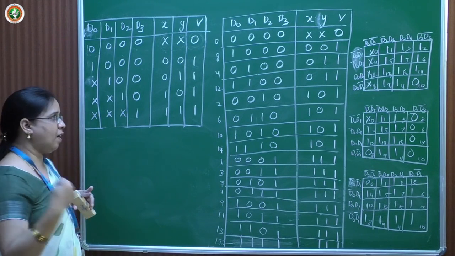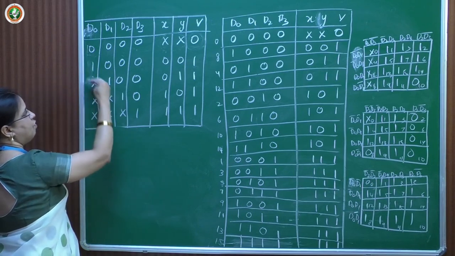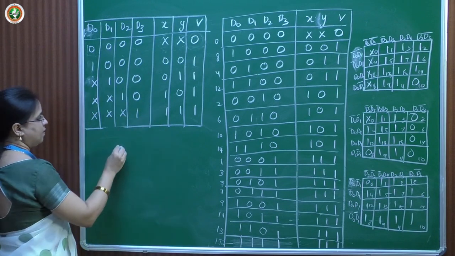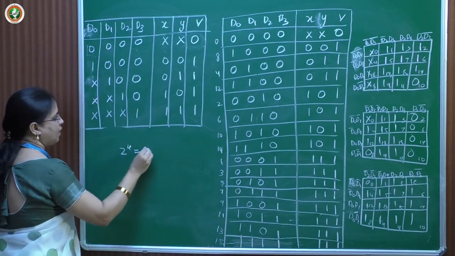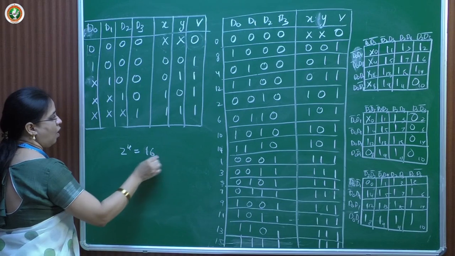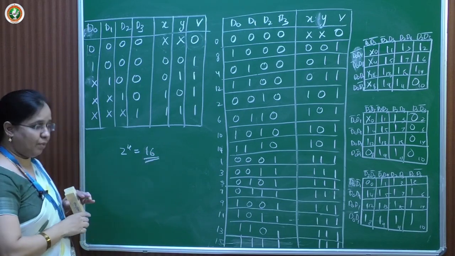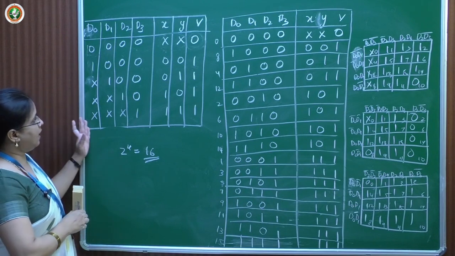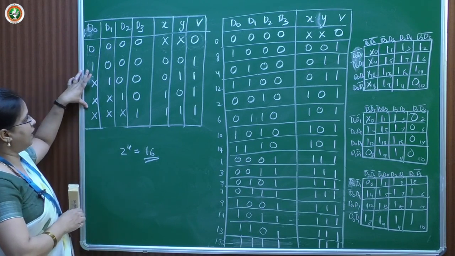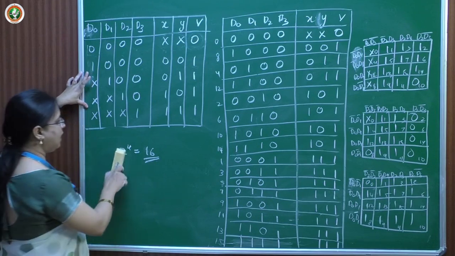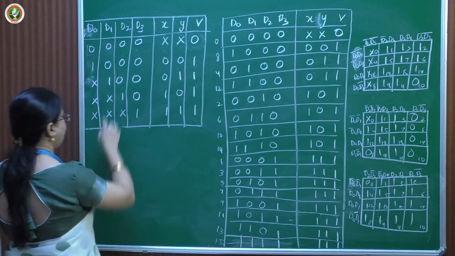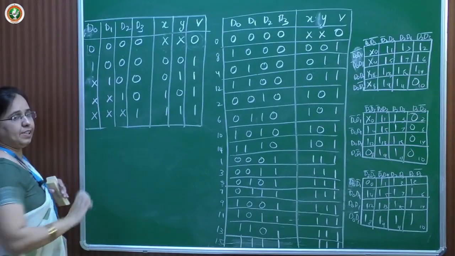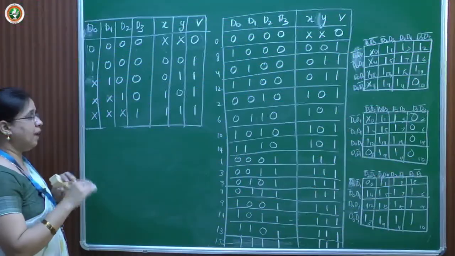Okay, then after that we have here 4 rows. But whenever we have 4 inputs, we know that I should get 2 power 4, how many rows in my truth table? I should get 16 rows. Okay, but in this table you can see I am getting only 4 rows. But here if you observe, in the input rows also I have some don't care conditions.